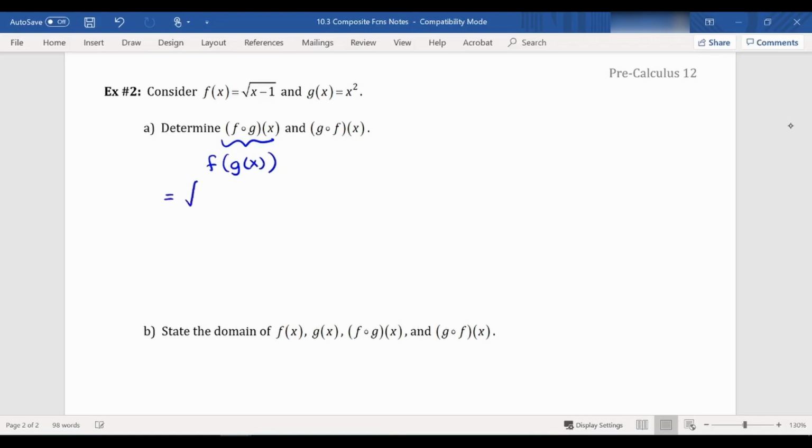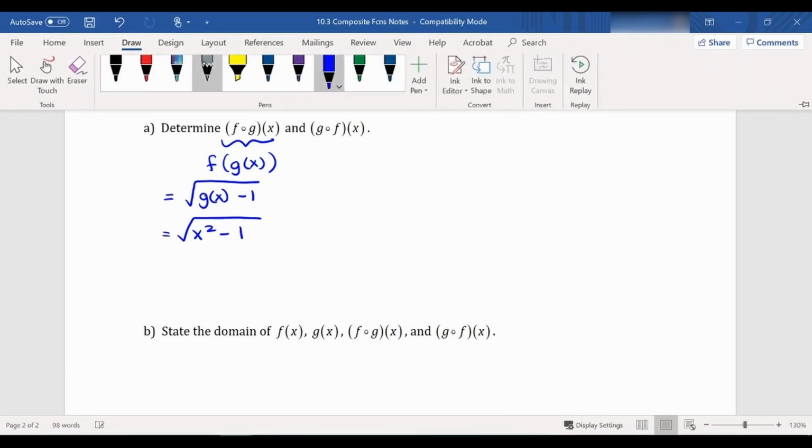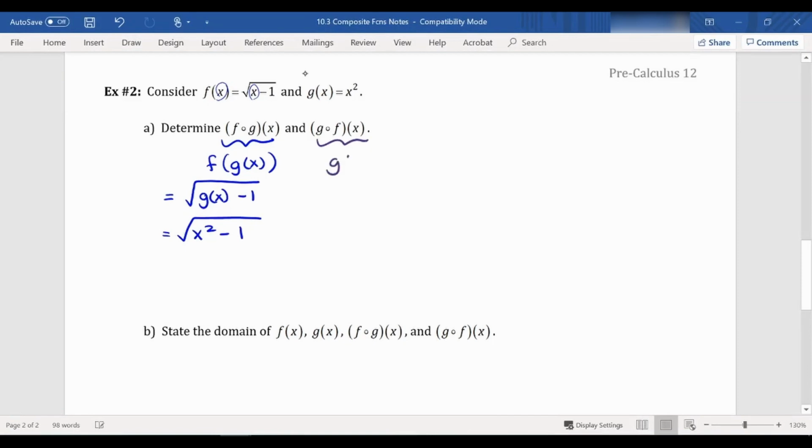This means I'm finding root g of x minus 1, because the x is being replaced with a g of x, or root of x squared minus 1. And that's the best we can do. We can't simplify that at all. The other question here, g is the outside function. g comes first. That's the outside function, which means we are doing f of x all squared, because the x in the g of x is being squared. For us, that means f of x is being squared. So for us, this means that we have (root x minus 1) all squared, which would be x minus 1.